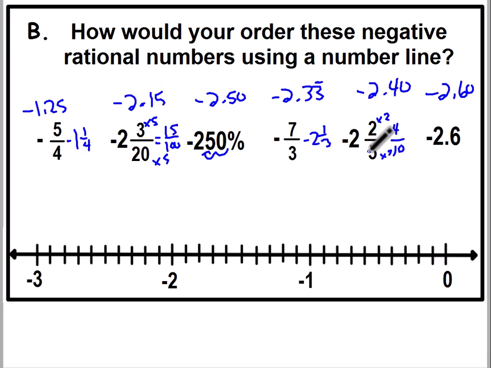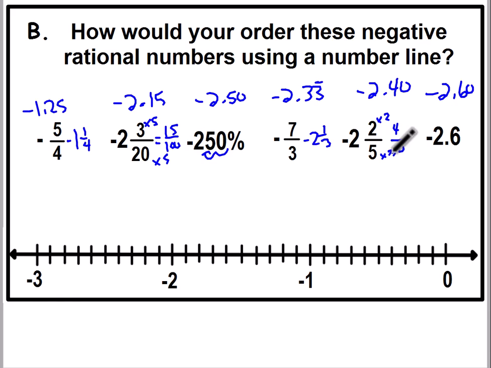Okay, negative 2 2/5, I converted this to the tenths place. So I got negative 2 4/10, which would be negative $2.40, or as a percent, it would be negative 240%. And then the last one, I just added a 0. Okay, so hopefully it checked out. You got the same conversions that I did.